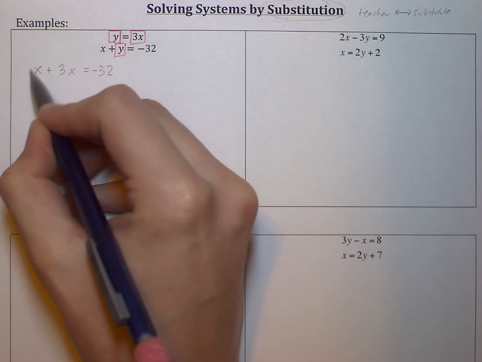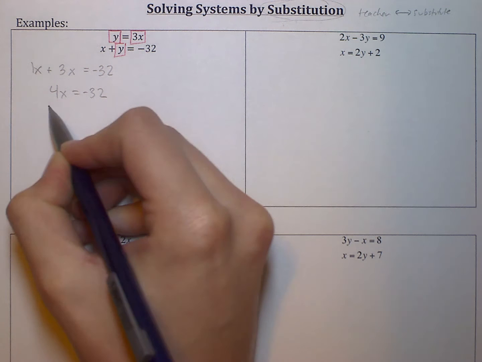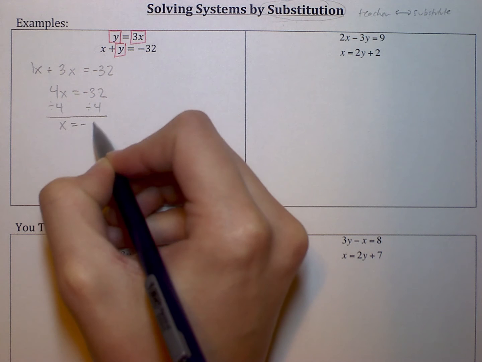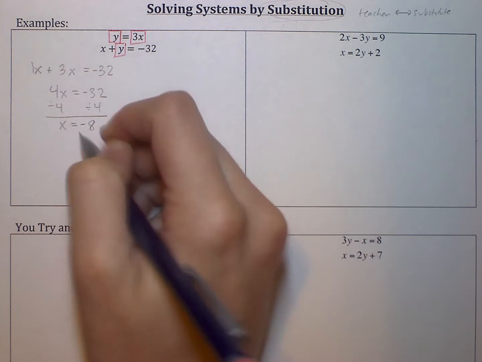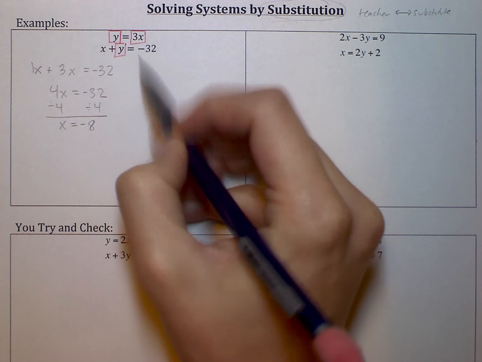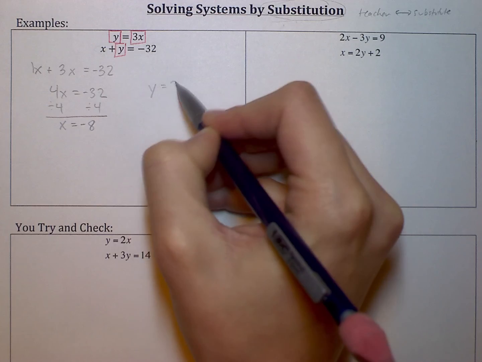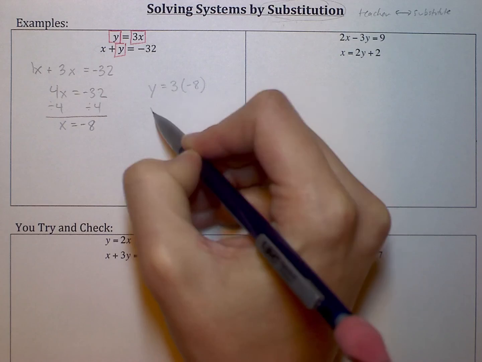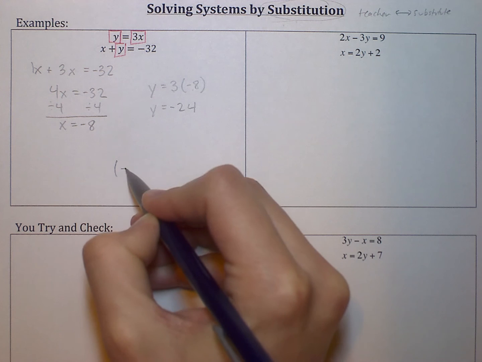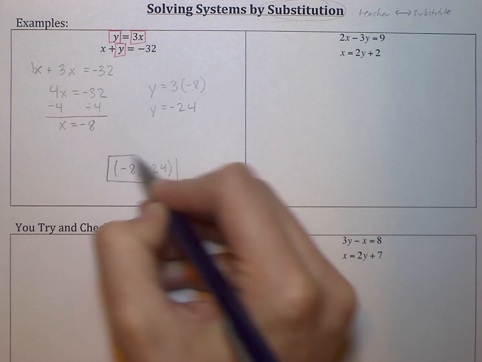So now I can combine my terms. This is a 1x plus 3x. That's 4x. And divide by 4. Negative 32 divided by 4 is negative 8. That's my x value, and I need to plug back in to find my y value. Now, you can plug it into either equation as always, but I would argue this one, where it already has y equals, is way easier, right? Because that's already solved for y. So you just do y equals, and you plug in the x. 3 times negative 8 is negative 24. And there are my two values. x is negative 8, y is negative 24. And I'm done.